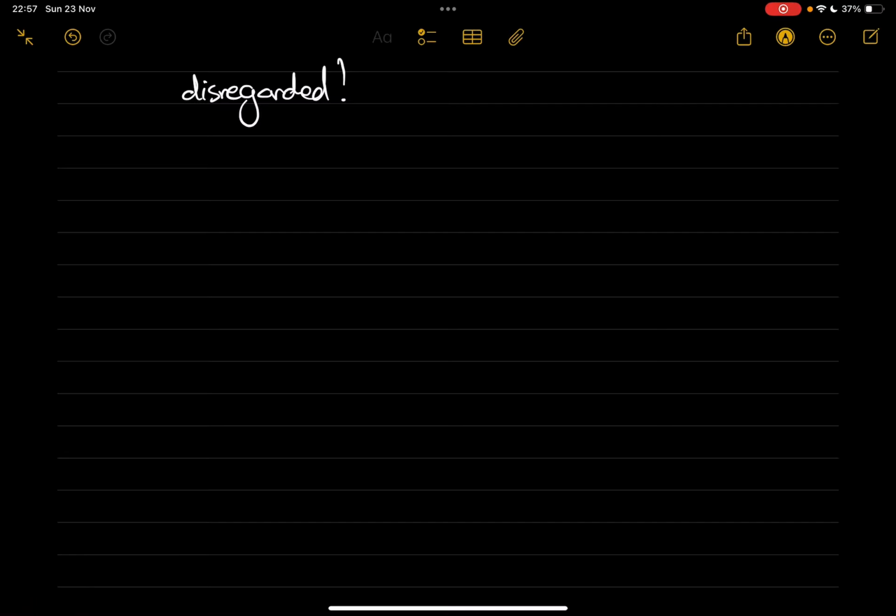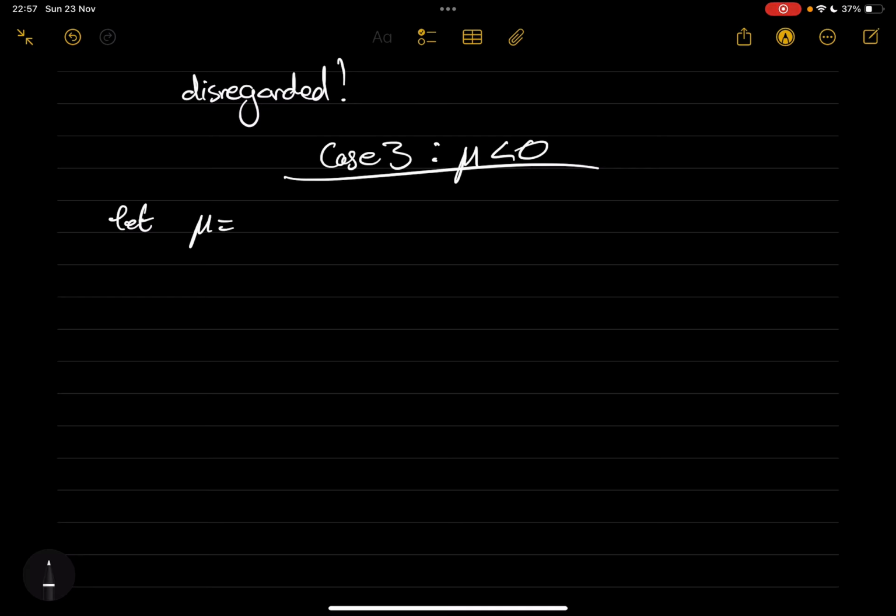So now we need to move to the third case, case 3, where mu might be less than 0. What if mu is less than 0? We're just going to say let mu equal minus p squared, where p is a real constant.